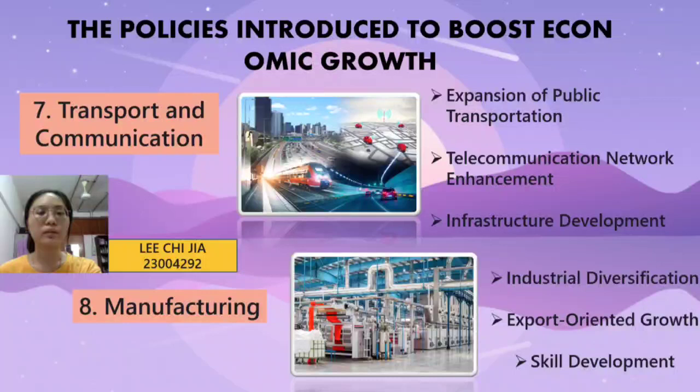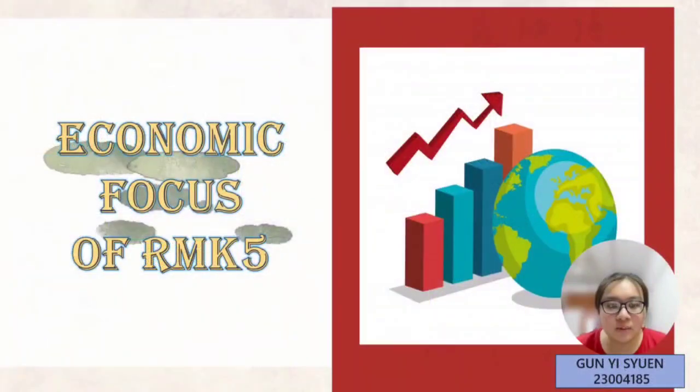The last policy is manufacturing. Industrial diversification was made to diversify the manufacturing base by encouraging development. Export-oriented growth: this policy will promote export-oriented industry and foster international competitiveness. Skill development: this policy focuses on developing a skilled workforce to meet the demand of the evolving manufacturing landscape. Economic focus of RMK5.